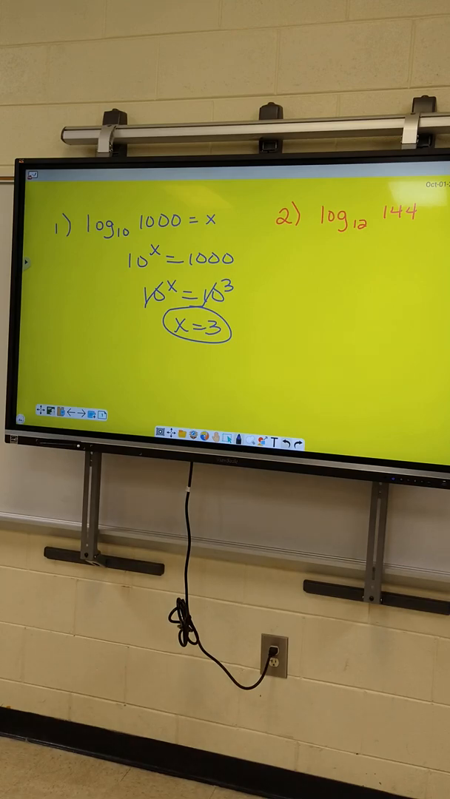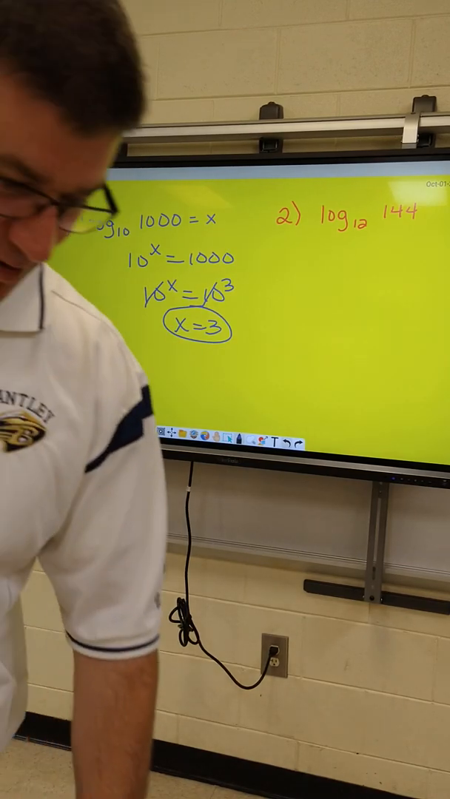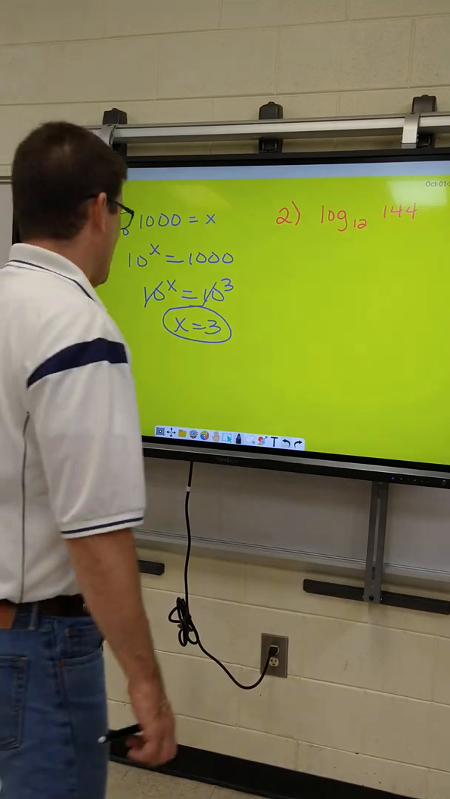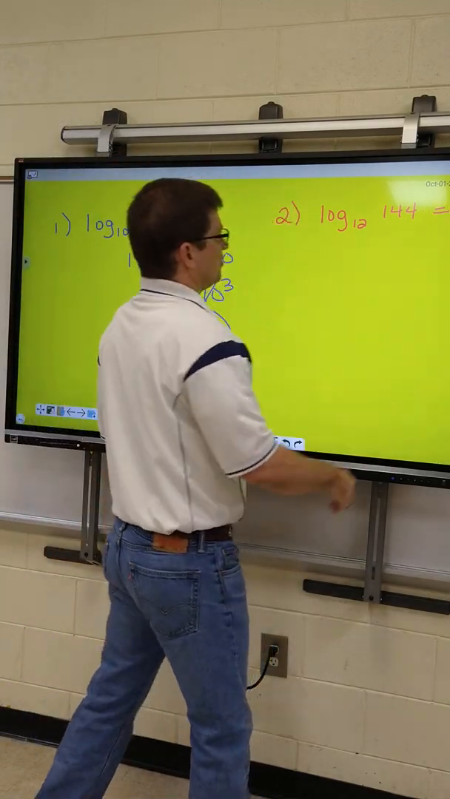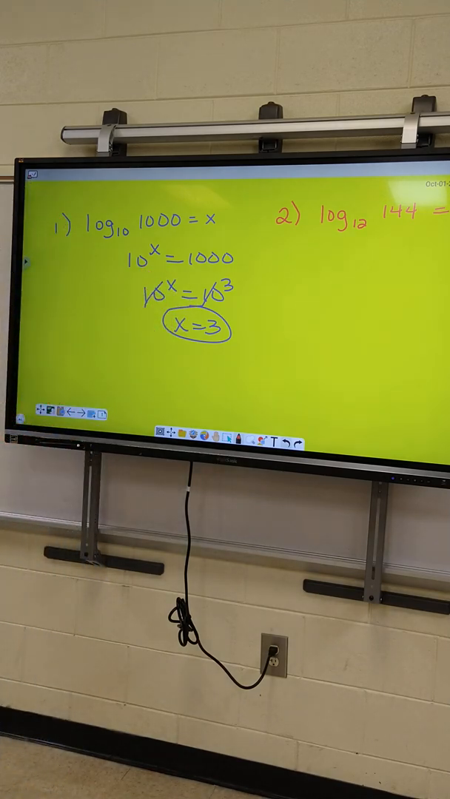All right, let's go to number 2. Did I write it down correctly? Yes. All right, so what do I need to add? I need to add an equals x. Y'all know that. So this one's just like number 1. It should be pretty easy. It's a basic problem. How do we set it up?